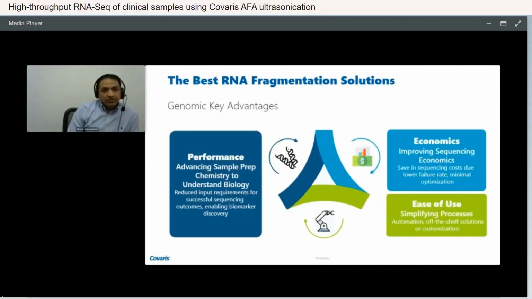At Covaris, we provide the best RNA fragmentation solutions, which improve economics, performance, and the workflow ease of use. As you can see here, these three pillars are the foundations of our focus and dedication to the genomics community. We look at the ease of use and adoption of our solution, performance improvement, and better economics. The claims presented here are not just words. They are backed by data and real case studies from our customers and collaborators.